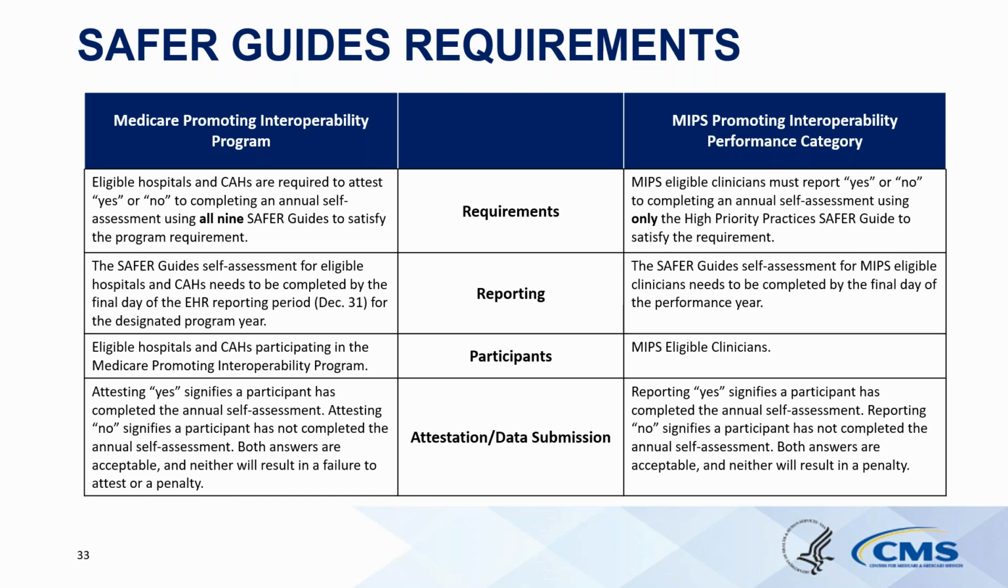With regard to the reporting period or performance period, the self-assessment can be completed outside of the normal 90-day reporting window for the other PI or performance category requirements. So you can complete the assessment whenever you'd like. It can take as long as you'd like. You can work on it all year. You can do it one time only and then be done with it. So this is separate from other requirements.